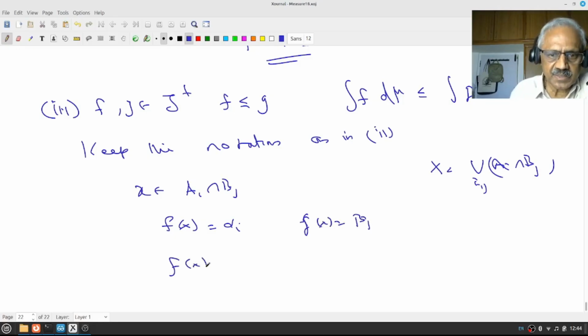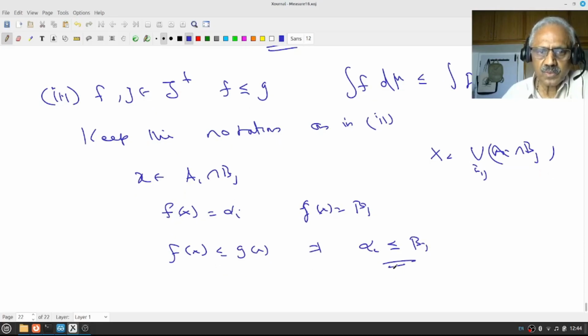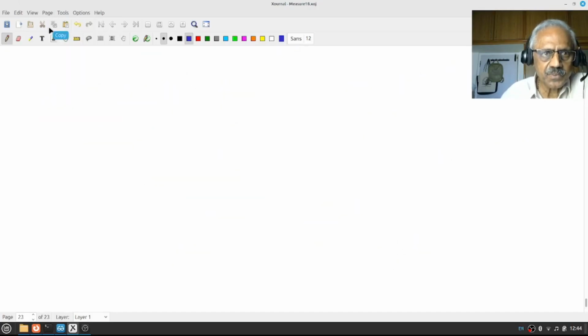But f(x) is less than or equal to g(x) for all x implies alpha_i is less than or equal to beta_j. Do you understand that? Therefore, whenever x belongs to a_i intersection b_j, then alpha_i is less than or equal to beta_j. Now we are ready to write the proof.